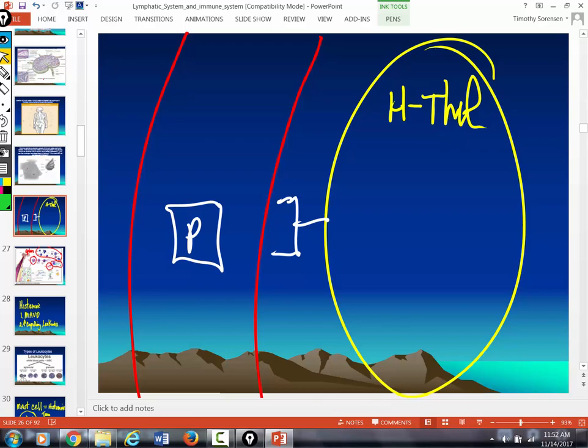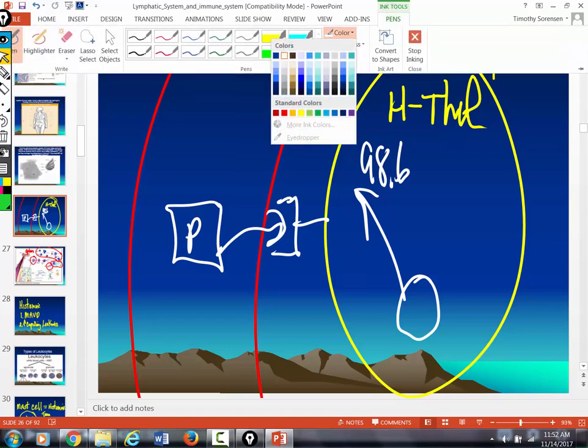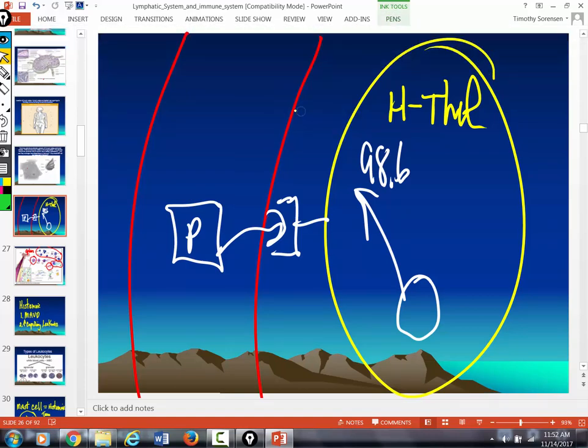You have prostaglandin receptors on your hypothalamus. What does the hypothalamus control? What's normal body temperature? You've got prostaglandins circulating. When prostaglandins bind to prostaglandin receptors on the hypothalamus, it's going to say, hey, buddy, reset that temperature to 103.